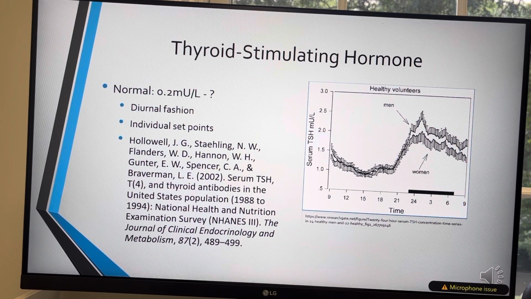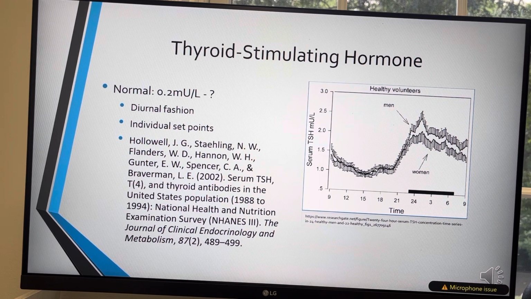But individuals have their own set points. Race, age, sex, all contribute to TSH. For example, the elderly have higher normal levels, so the upper limit can be 7 to 8. You can see how the levels differ between men and women from the graph on your right.